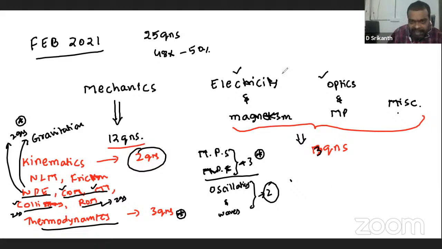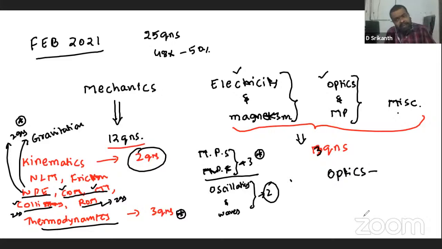Out of this, in electricity and magnetism, and in the optics part, in ray optics and wave optics, a maximum of 4 questions may come. The minimum is 2 questions.